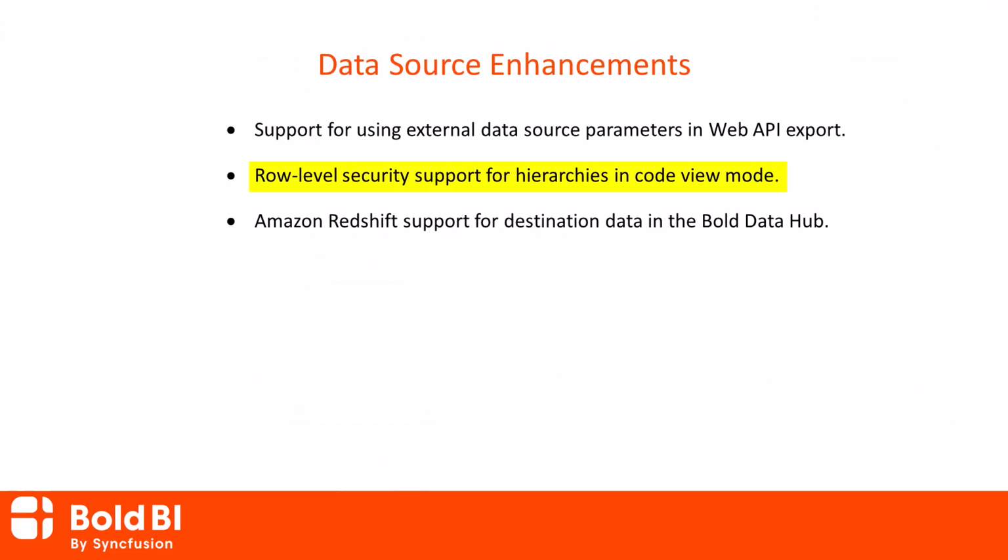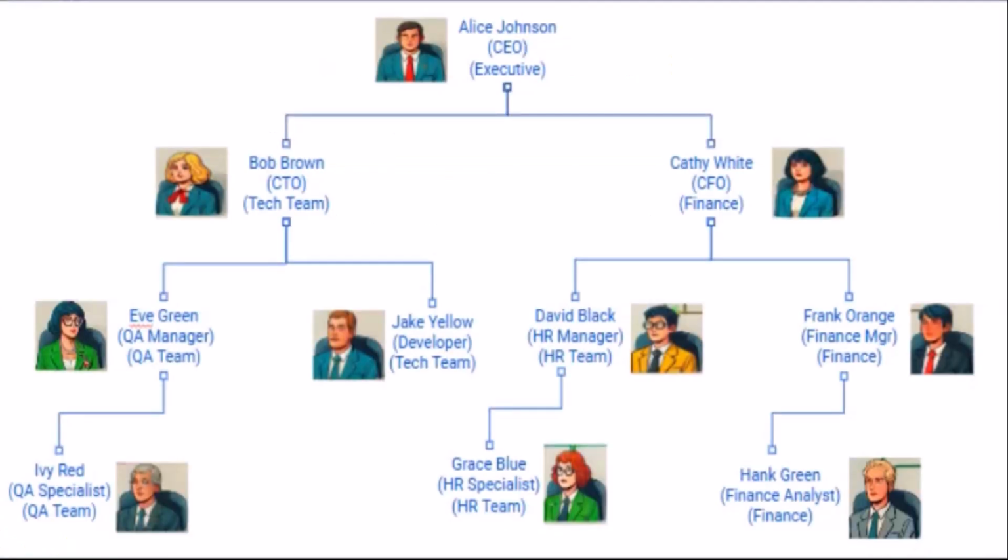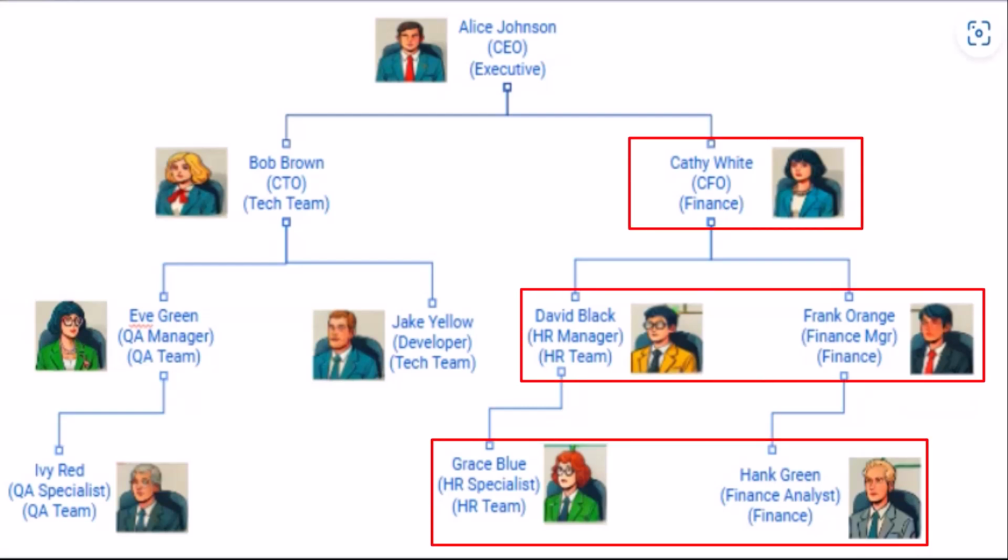Next is the new row-level security for organizational hierarchies using code view mode. This approach enables fine-grained control over data visibility, so users can only see information relevant to their designated hierarchy level. By configuring row-level security in code view, administrators can dynamically filter data according to their organization's hierarchy, enhancing security and ensuring that sensitive information is accessed only by authorized users. Like in this example, Kathy White can view and access information only for individuals at or below her hierarchy level.